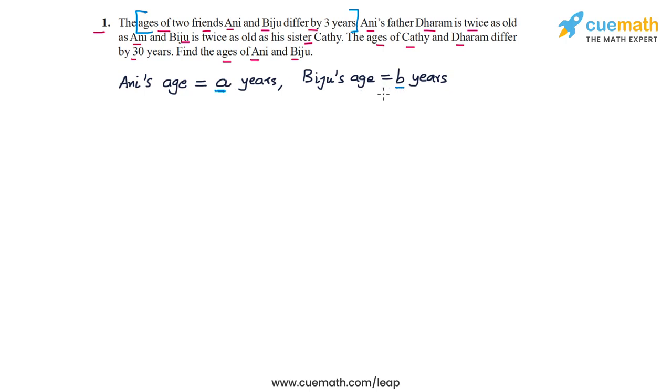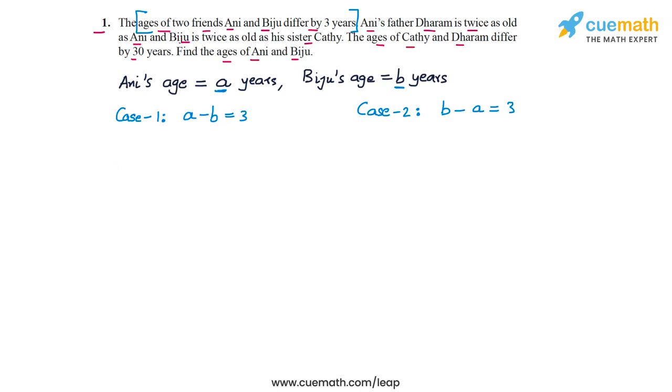But we are not told which is larger. We are not told whether Ani is older or whether Biju is older. So there are actually two cases that are possible here. Case 1 is when Ani is older, and in this case A minus B will be equal to 3 because A is greater than B. And case 2 is when Biju is older, in which case B minus A will be equal to 3 because B is larger than A.